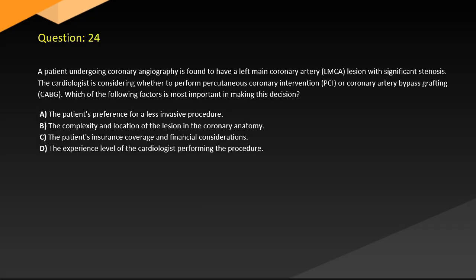Question 24. A patient undergoing coronary angiography is found to have a left main coronary artery, LMCA, lesion with significant stenosis. The cardiologist is considering whether to perform percutaneous coronary intervention (PCI) or coronary artery bypass grafting (CABG). Which of the following factors is most important in making this decision?